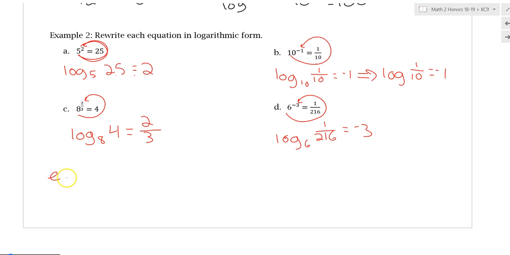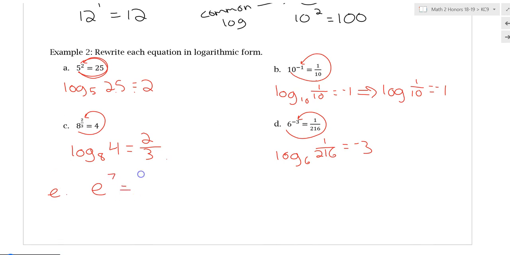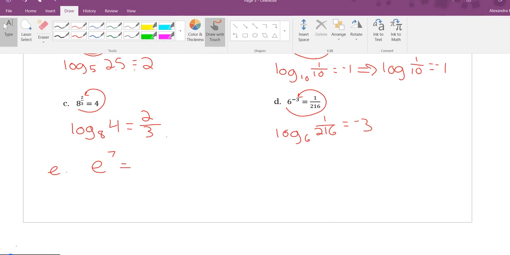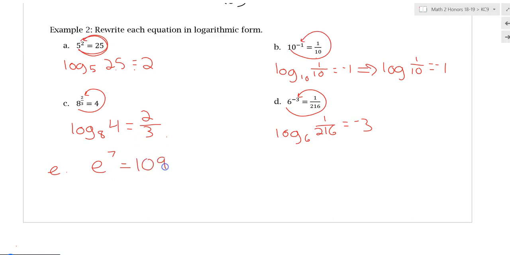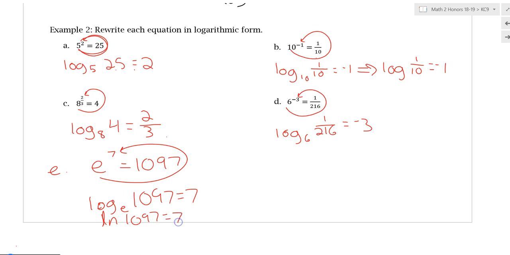Let's do one with E. Oh, and it is letter E. So if I have like e to the 7th equals 1097, right? Can loop around. So it's log base e of 1097 equals 7. And I'm just going to rewrite that as really the natural log of 1097 equals 7. Okay, so again, that's just a standard notation part of that.